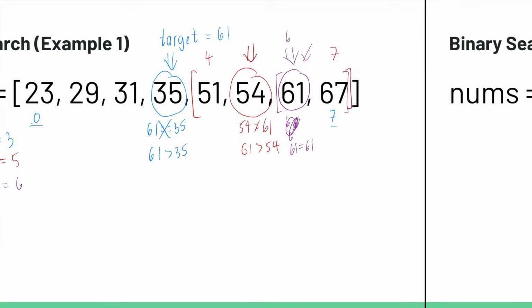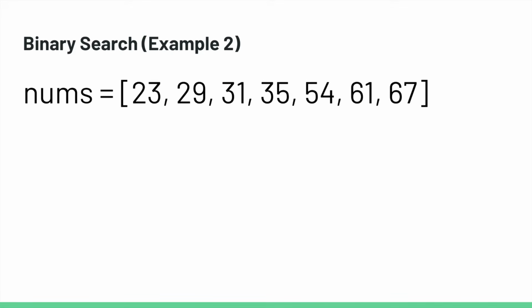Now, let's go ahead and look at another example. There are two important differences between this example and the previous one. First, we're going to have a different target. We're going to say our target equals 23. And this array also has an odd number of elements instead of an even number. The previous array had 8 elements, this one has 7 elements.